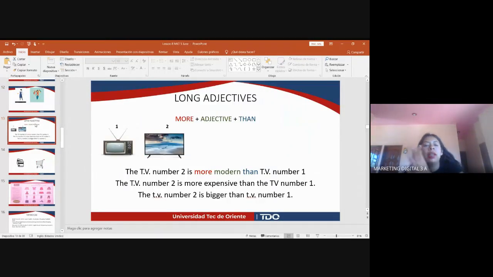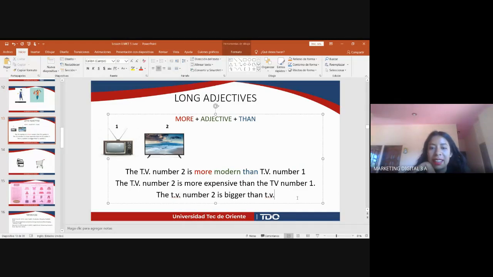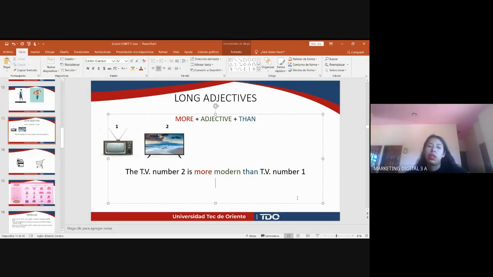And then we have long adjectives. When we have a long adjective, we are going to add the word more plus the adjective plus the word than. So the TV, oh my God, I forgot to erase this. The TV number 2 is more modern than the TV number 1. So you are making a comparison. Any question about this? ¿Preguntas sobre esto, chicos? No? No, okay.